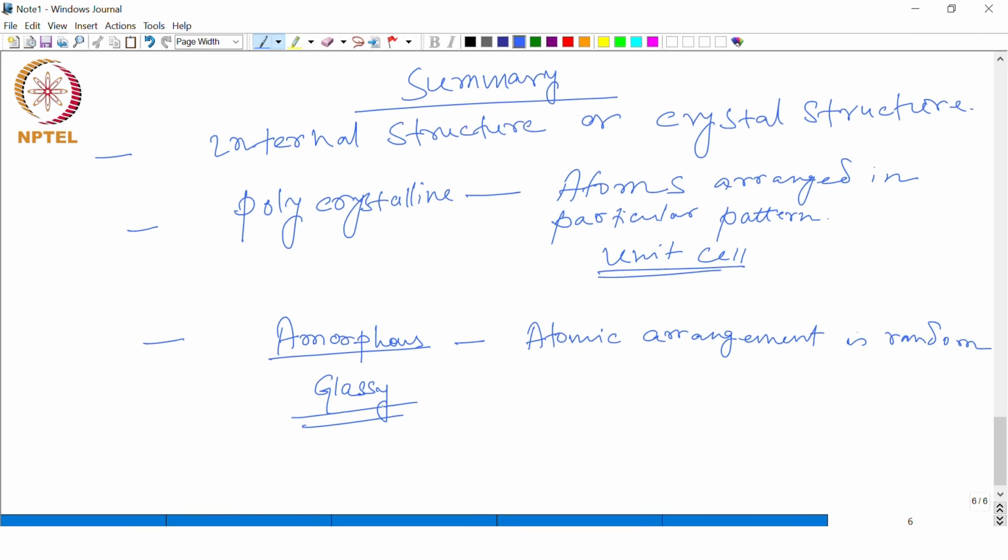So, this is what we have learned in today's class, and going forward in the next class we are going to see how this crystalline can change to amorphous during the solidification process. So, today I am going to stop here.